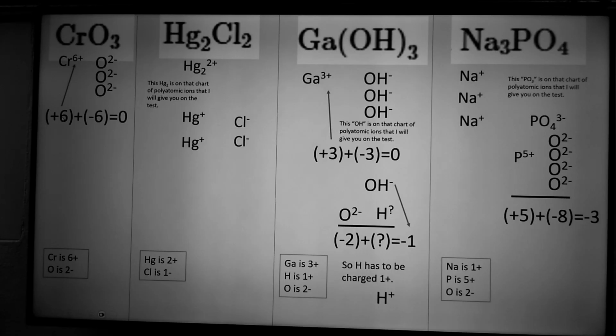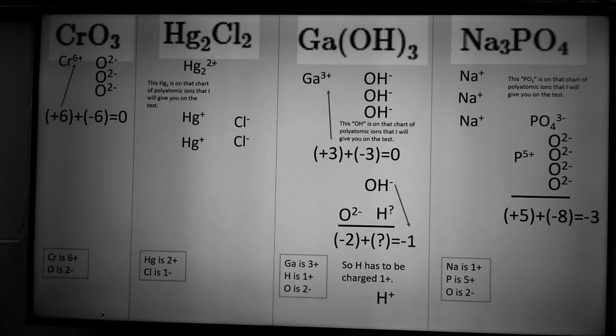Therefore, you've got to put a +6 here. There's only one chromium, so it's +6 for chromium. So the answer is down here in the green box. The oxidation state for chromium here is +6, and for oxygen is -2. That's the only two things in here, chromium and oxygen.